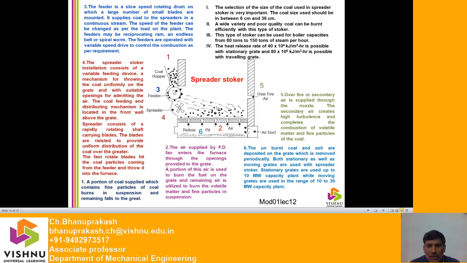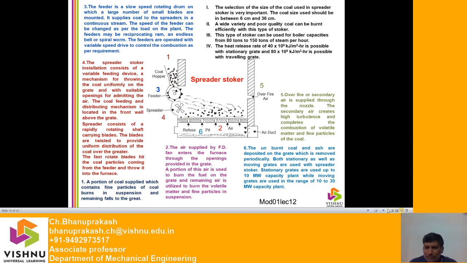This type of stoker can be used for boiler capacities from 80 tons to 150 tons of steam per hour. How much heat will be released? There will be 40 into 10 power 6 kilojoule per meter square hour possible with the stationary grate. If it is a traveling grate, we can generate 80 into 10 power 6 kilojoule per meter square hour of heat release. So this is about the spreader stoker.